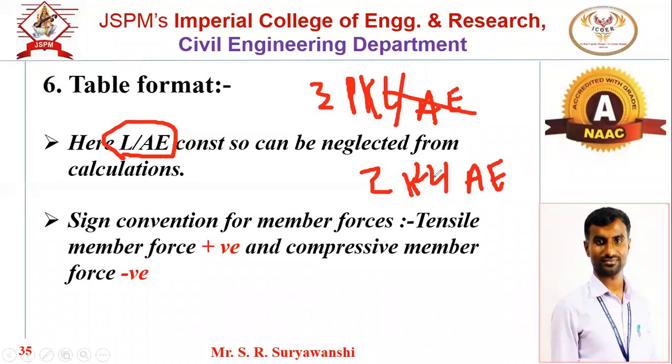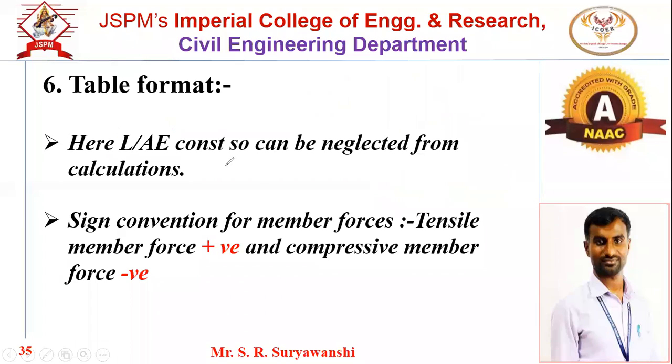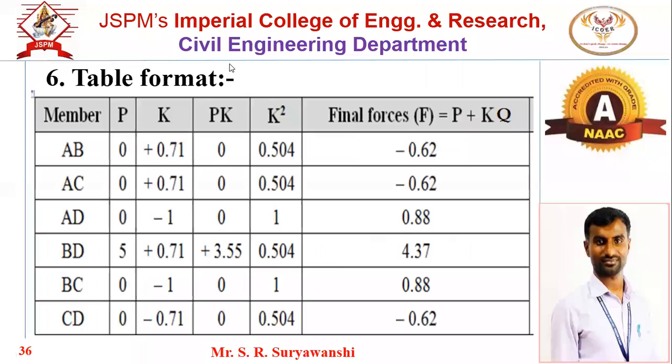If you neglect L by AE for all the members, what do you have to find out? We have to find out only summation Pk, and summation K square. As the terms are the same, we can neglect them from the calculation for simplicity. In the sign convention, tensile forces are positive and compressive forces are negative, as we have discussed in the previous session. Now this is the table format.